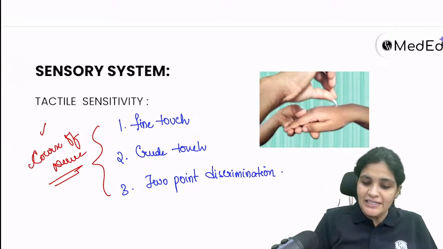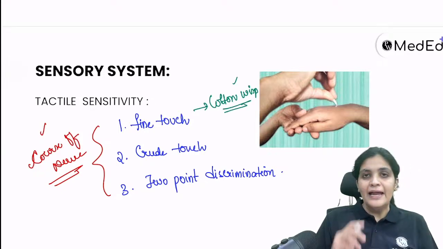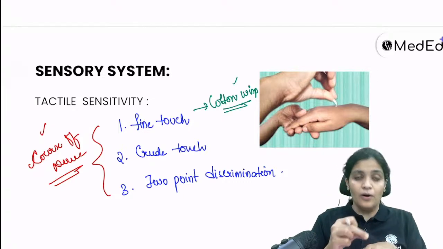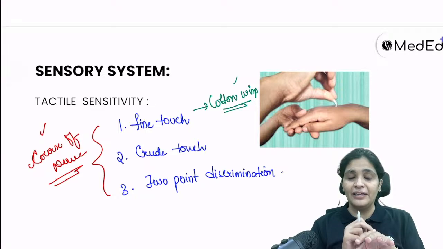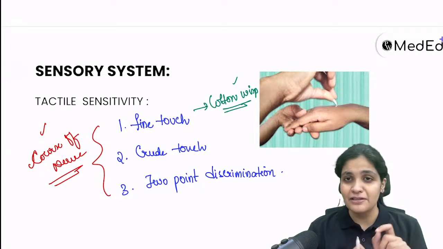So here fine touch is cotton wisp. So we use the cotton, right? And then we touch. So that is comparative. Again, you have to take 2 hands and then you put the cotton, strokes slowly, softly, and then you can feel this. The patient will close his eyes and then you will feel that cotton touch. That is the fine touch.